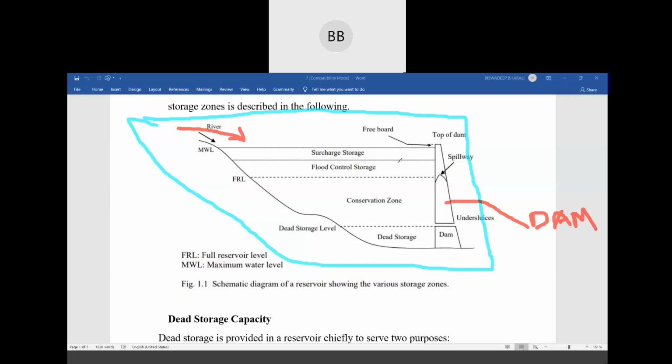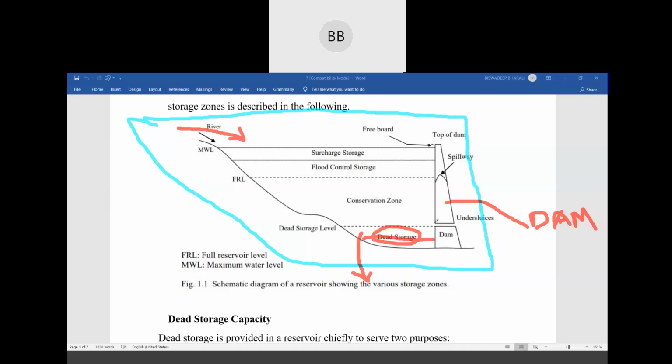So, basically, in the reservoir, we have different types of zones. This is the dead zone. The amount of water present in the dead zone is not usable. When your river carries lots of sediment, it is deposited in this zone, the dead zone. So that's why we are not going to use the water available in dead storage.